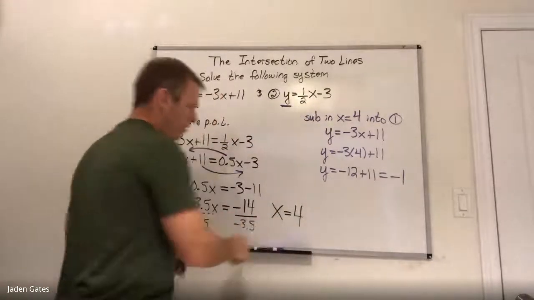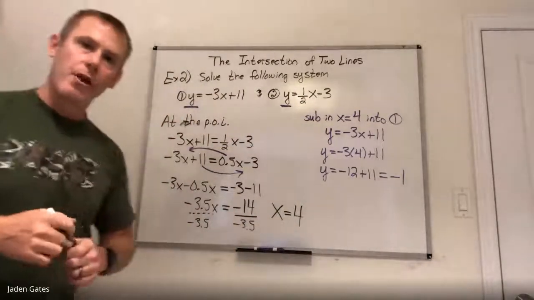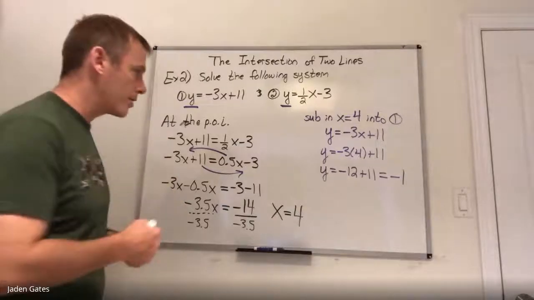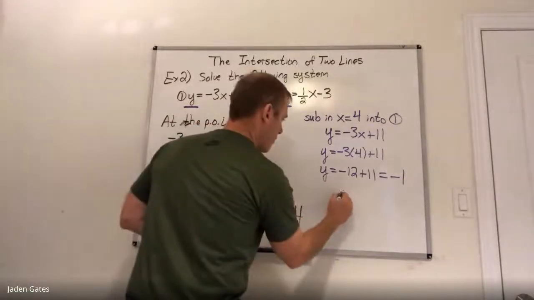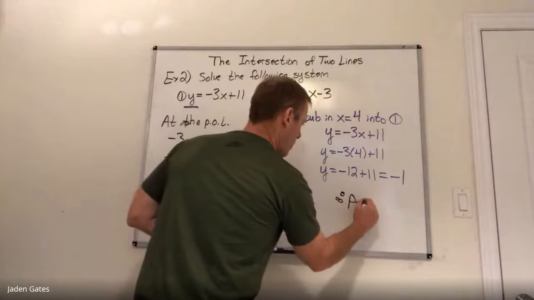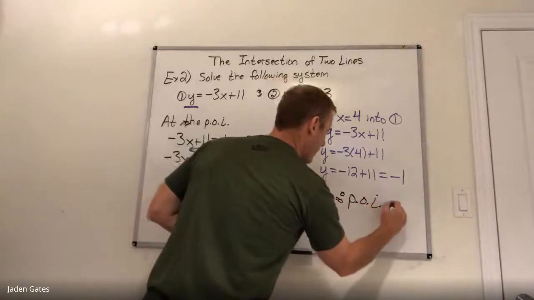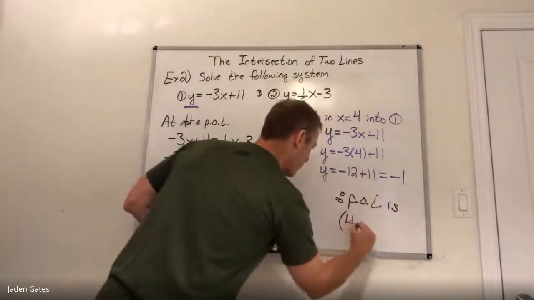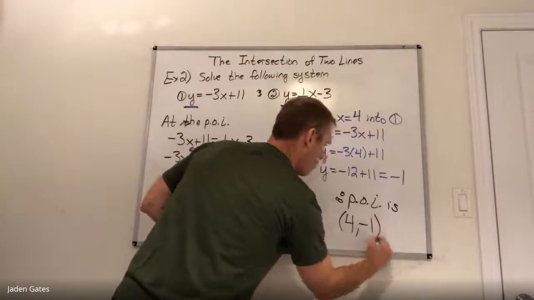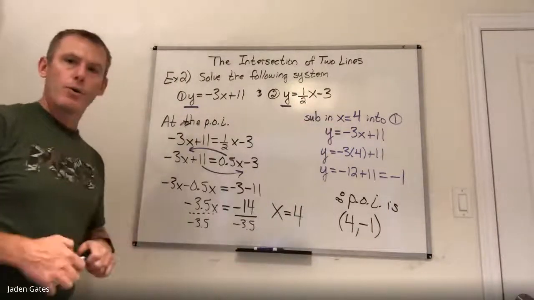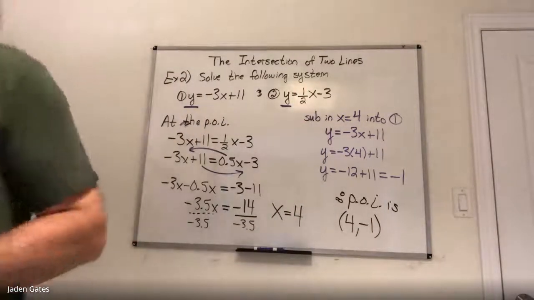And now, just about done. All I have to do is my therefore statement. Don't forget it for tests and quizzes. Therefore, the POI, the point of intersection, is our x value was 4 and our y value was negative 1.